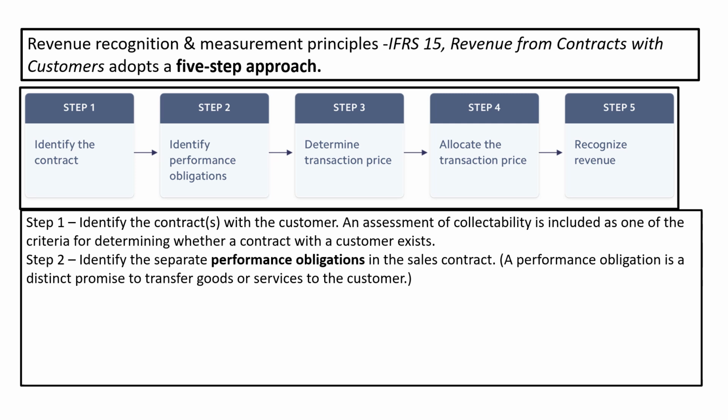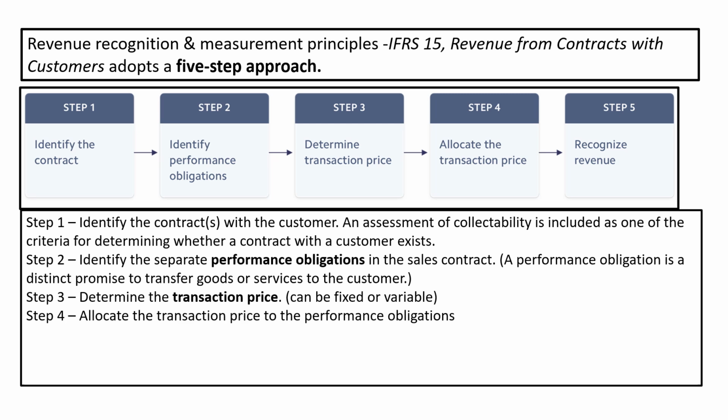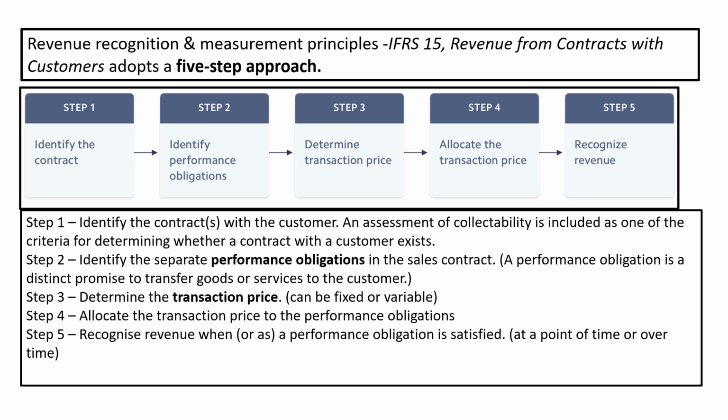A performance obligation is a distinct promise to transfer goods or services to the customer. Step 3 is to determine the transaction price, i.e. what is to be paid by the customer. Step 4, allocate the transaction price to the performance obligations. And finally, step 5 is to recognize revenue when or as a performance obligation is satisfied, and this could be at a point in time or over time.